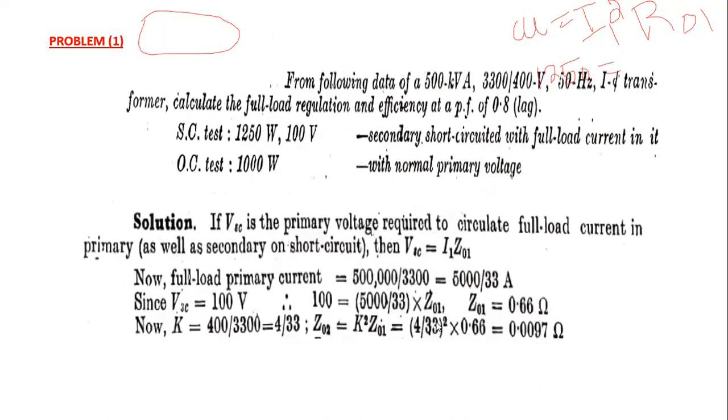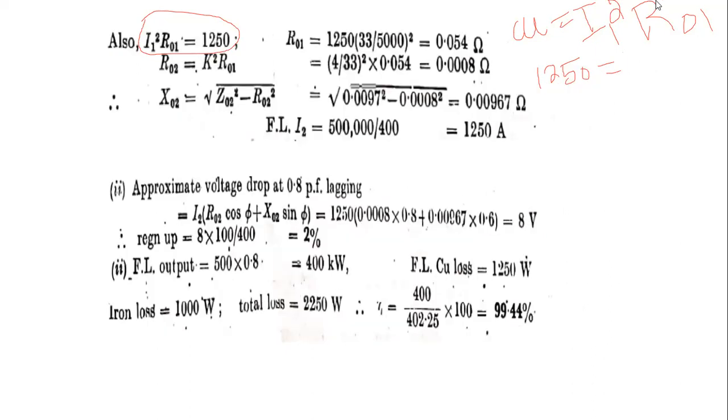Okay, what is the I1 current? This is the I1, 5000 by 33. Therefore, I1 is equal to 5000 by 33, whole square, into R01. From this equation, we obtain the R01.